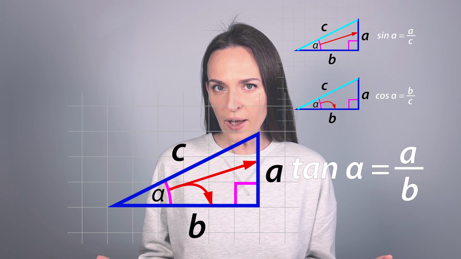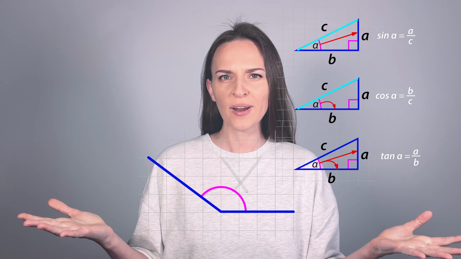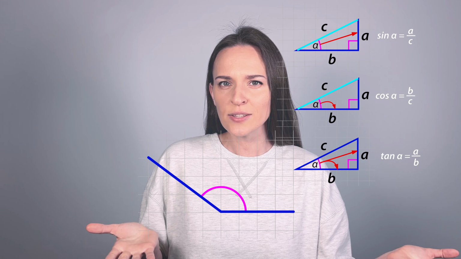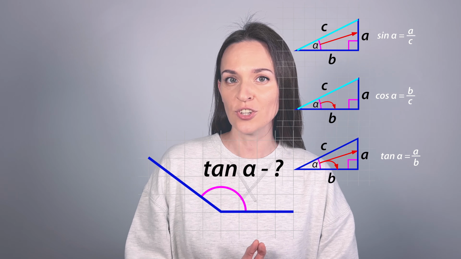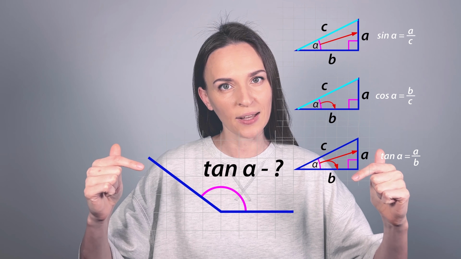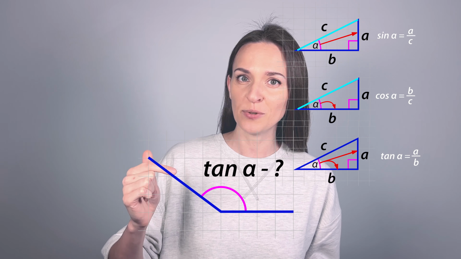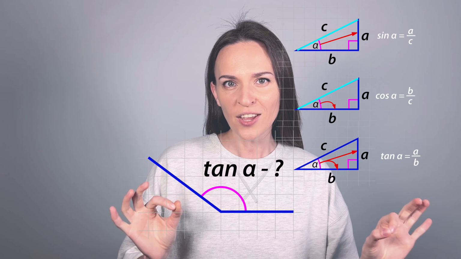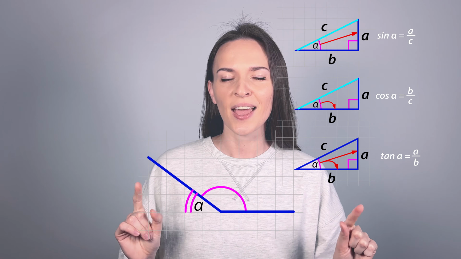But how do we find the sine, cosine and tangent of obtuse angles? After all, obtuse triangles don't have any legs or hypotenuse. Okay, for example, we need to find the tangent of this obtuse angle. But instead of finding the tangent of this obtuse angle, we will find the tangent of the angle adjacent to it, and that is an acute angle.